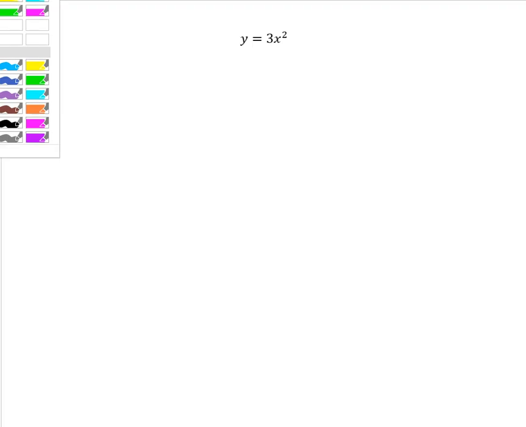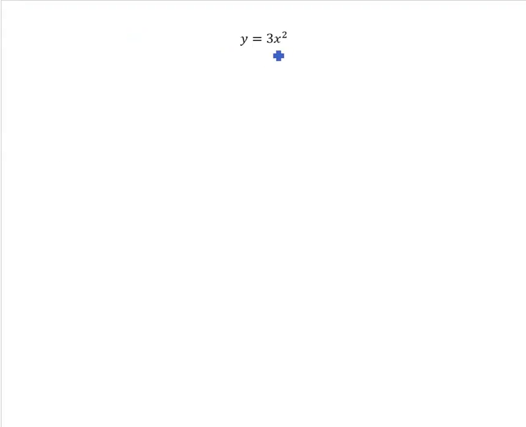Alright, let's graph this example, y equals 3x squared. I really like when my quadratic equation only has one term, and it happens to be the squared term, or the quadratic term. That means, because if we look at ax squared plus bx plus c, we have nothing for these last two terms. Okay, so that means that b equals 0 and c equals 0.